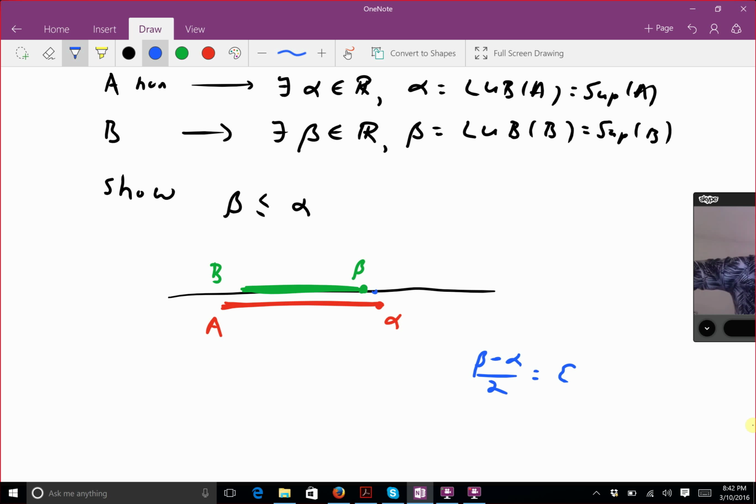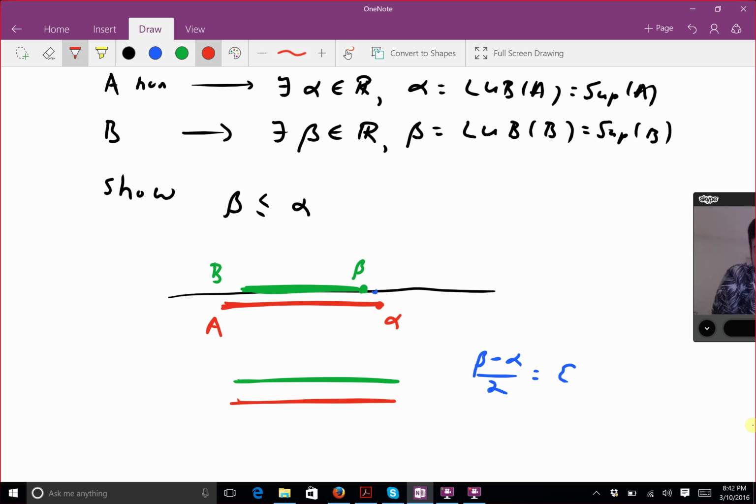We want to show beta less than... But hold on for a second. Something could go wrong with that. What if capital A was equal to capital B? We could have a situation like this. They could be the same set, right? Then that would be equal to 0, and epsilon can never be 0 in our proofs. So we have to be careful.